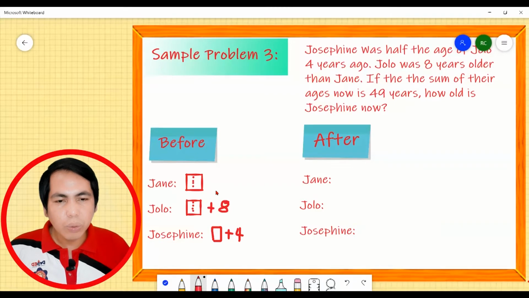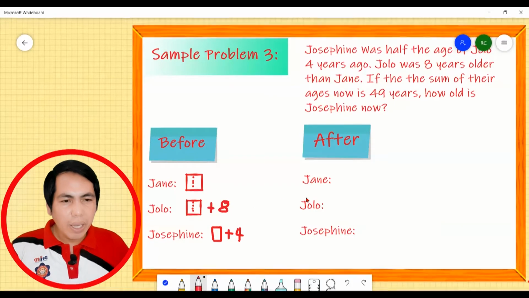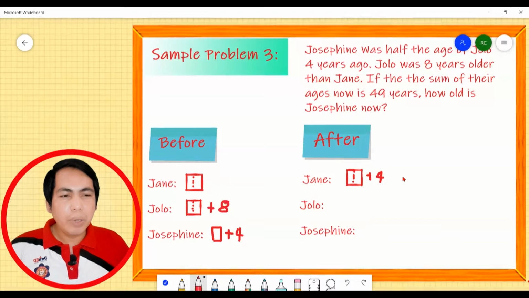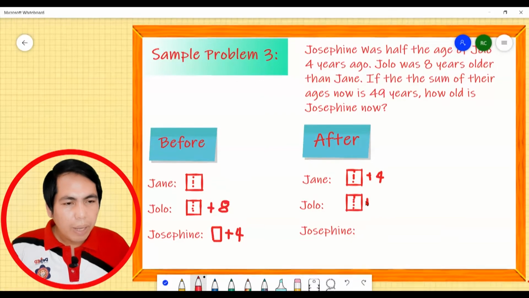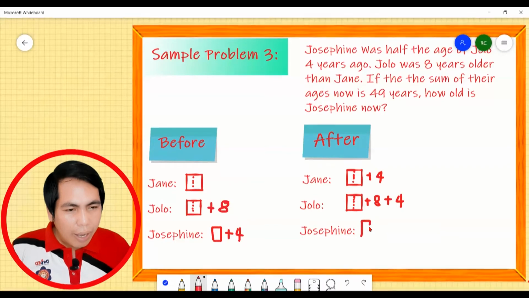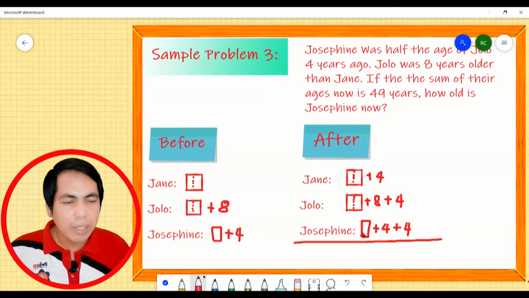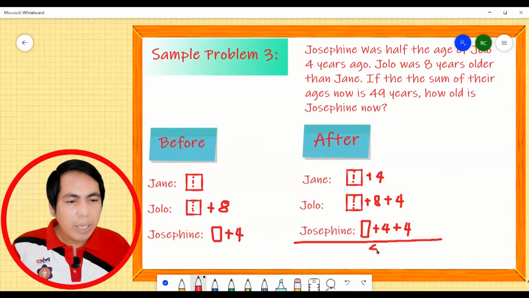This box into 2. Now, the age now of Jane 4 years after would be this box plus 4, because the ages of the 3 persons have increased by 4 after 4 years. So Jolo's age now is this box plus 8 plus 4, while Josephine's age now is this half of the box plus 4 and plus 4. And then the sum of all of these numbers, including the numbers inside these boxes here, is 49.